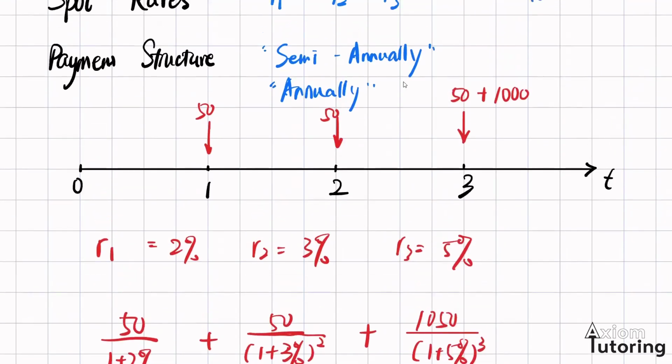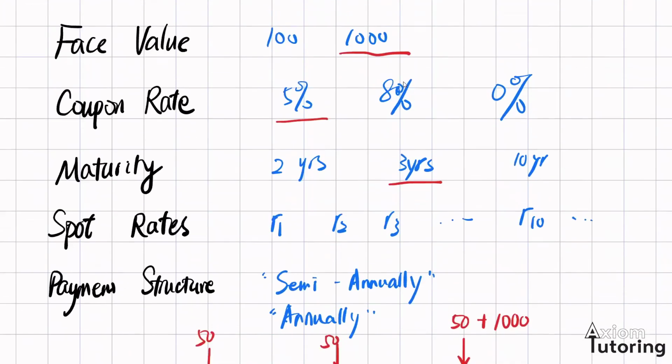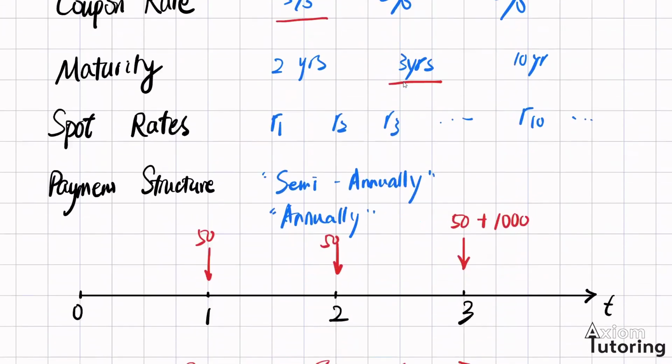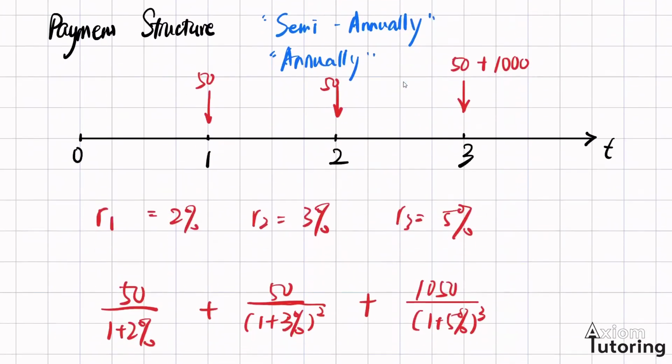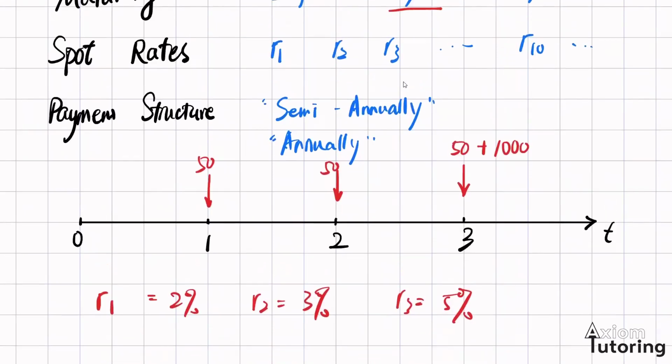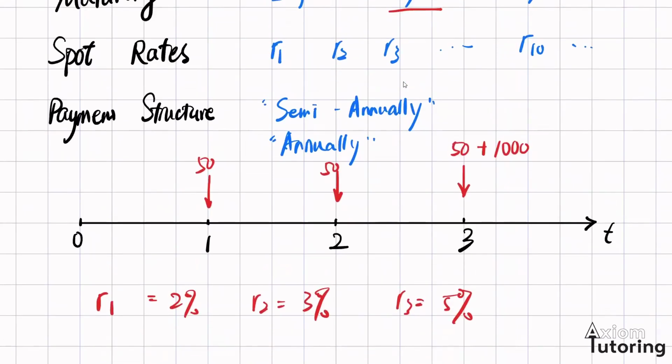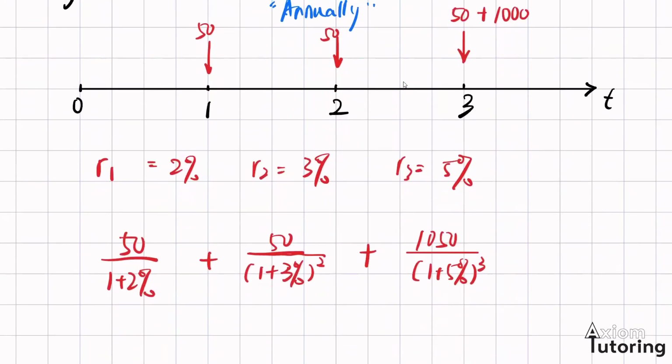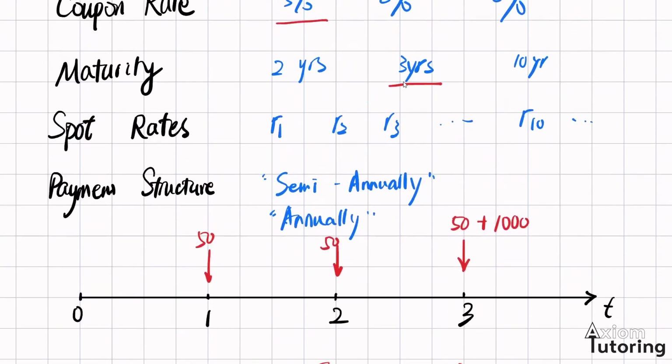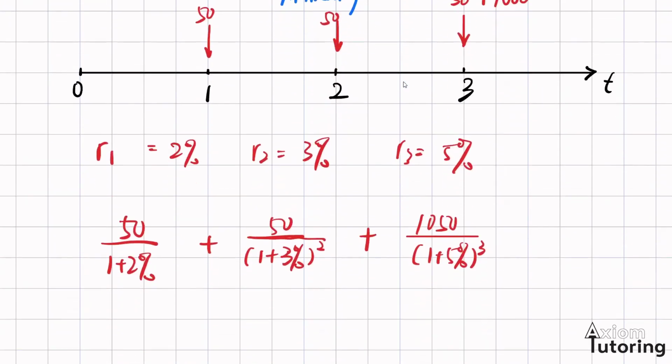Now you should be able to calculate the price of the bonds if you're given the coupon rate, the appropriate discount rate, the payment structure, and of course the face value. You can practice by yourself by changing these numbers a little bit, and I'll see you in the next video.